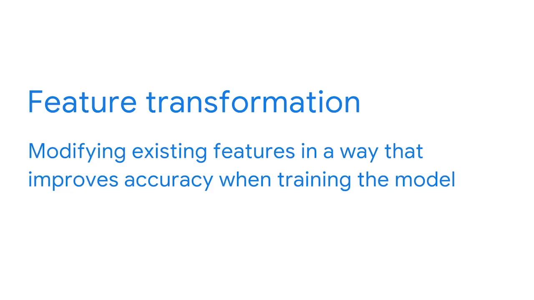The next category is feature transformation. In feature transformation, data professionals take the raw data in the dataset and create features that are suitable for modeling. This process is done by modifying the existing features in a way that improves accuracy when training the model. In our weather dataset example, your data might include exact temperatures, but you might only need a feature that indicates if it's hot, cold, or temperate.